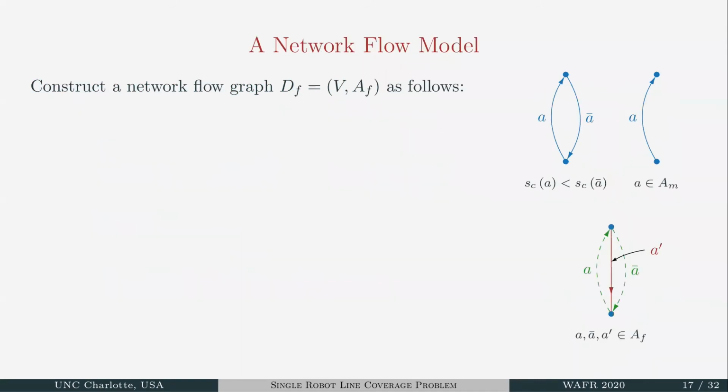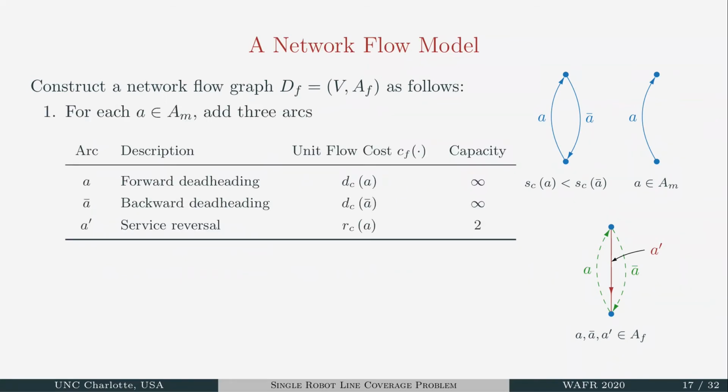We now construct a new network flow digraph from the minimum cost digraph. For each arc, we add 3 arcs in the flow digraph: an arc A for deadheading in the forward direction, an arc A bar for deadheading in the backward direction, and an arc A prime representing the reversal of service direction. The arc A prime is in the opposite direction to that of the arc in the minimum cost digraph.